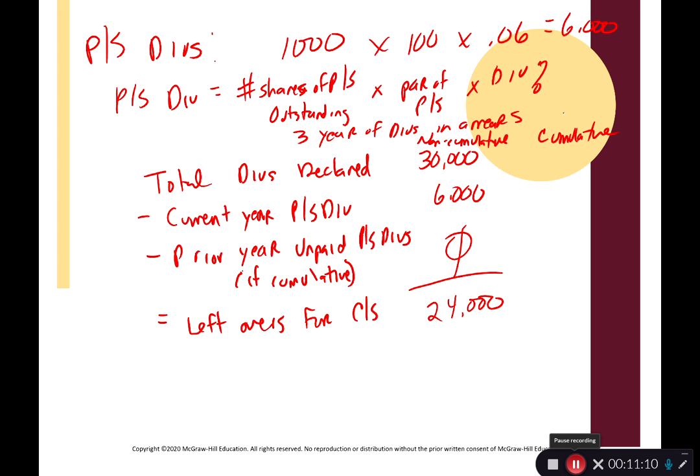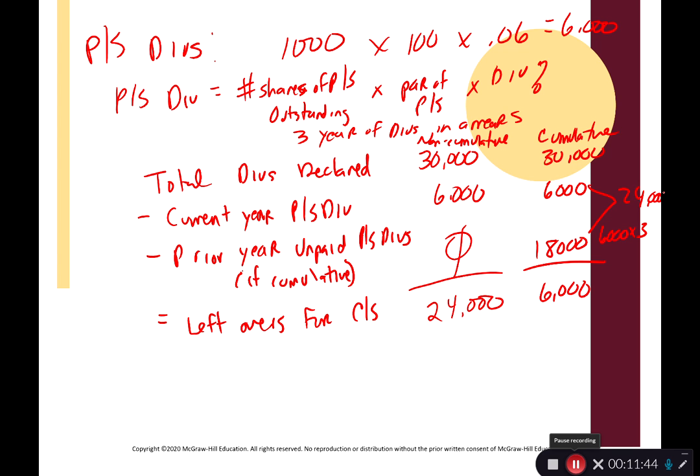If it were cumulative, the 30,000 is declared. The current year amount would be 6,000. The prior year amount would be 6,000 times the 3 prior years that were unpaid, which is 18,000. And that would leave the remainder as 6,000 for the commoners, and the preferred stockholders would end up with 24,000 in that case.